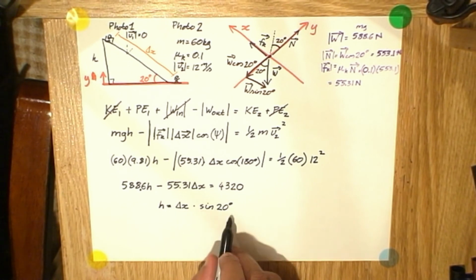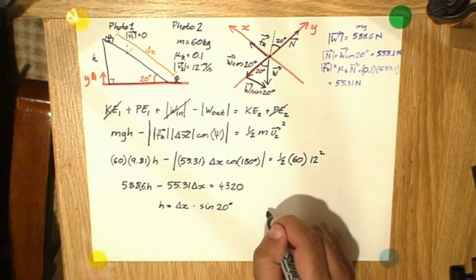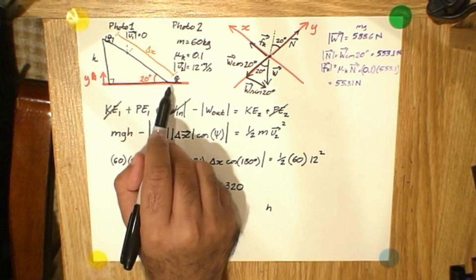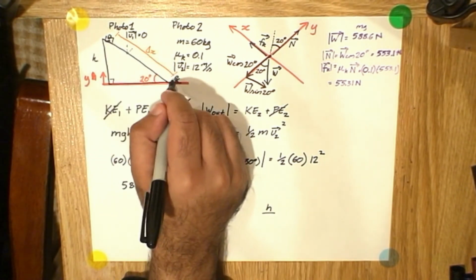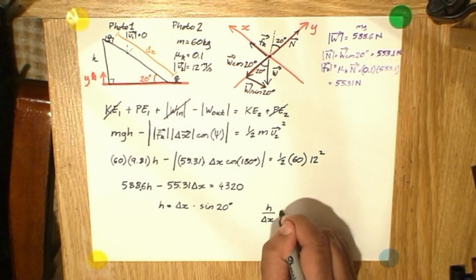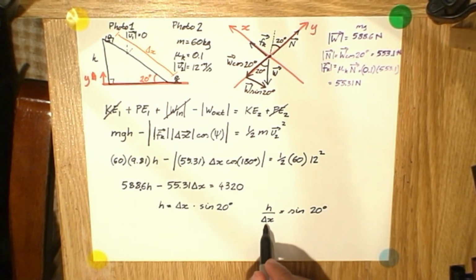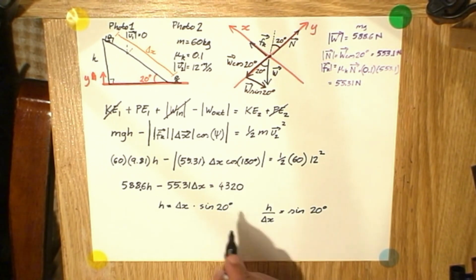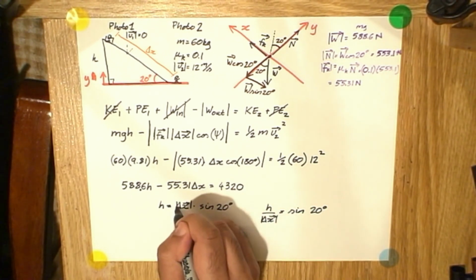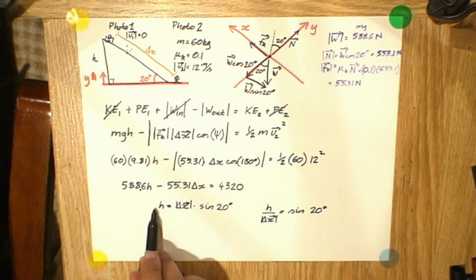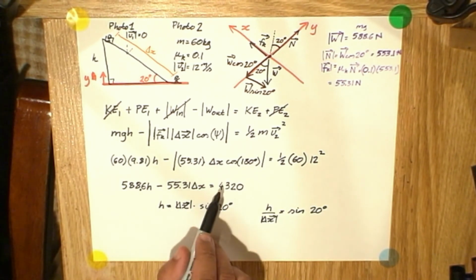In case it's not quite clear where this relationship came from, let's write this out in a slightly different way. If I were to take the height, that is the opposite side of this 20 degree angle, divided by the displacement, that's the hypotenuse of this triangle, I would get the sine of 20 degrees. Now all I have to do is multiply both sides by delta x, and that is going to give me this expression over here for h. Let's take this expression and plug it in for h in this equation.